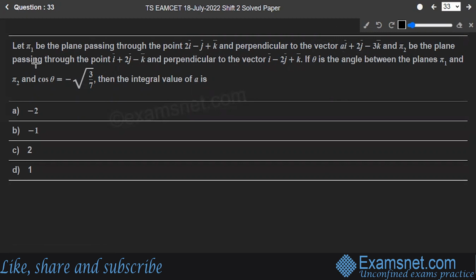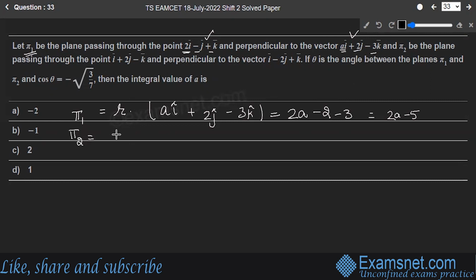All right. First, you are given the pi 1 plane, passing through this point and perpendicular to this vector. So pi 1 can be given by R dot (A i plus 2j minus 3k). Now this is 2 into A, 2A, minus 1 into plus 2 gives minus 2, plus 1 into minus 3 gives minus 3. So this is equal to 2A minus 5. Similarly, pi 2, the second plane, is R dot (i minus 2j plus k). Now this is 1 into 1, minus 2 into minus 2 gives 4, minus 1 into plus 1 gives minus 1. So this is equal to minus 4.